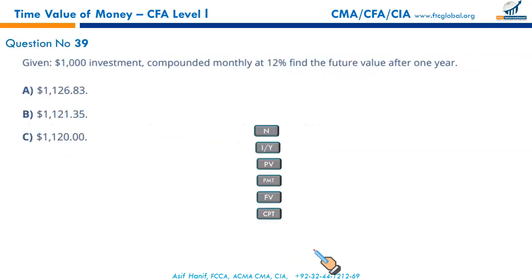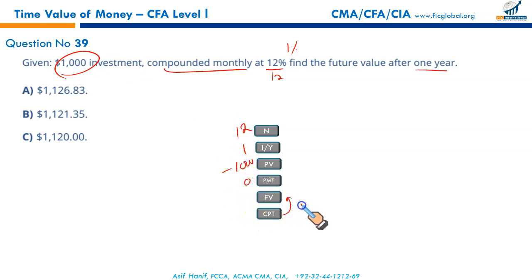Do as many questions as you can. Given a $1,000 investment compounded monthly, that means the interest rate would be 1%. Find the future value after 1 year. 12 periods. Interest rate is 1. The $1,000 investment is an outflow right now, negative 1,000. No periodic payments. You need the future value. Punch in the numbers, CPT, FV, you get your result.